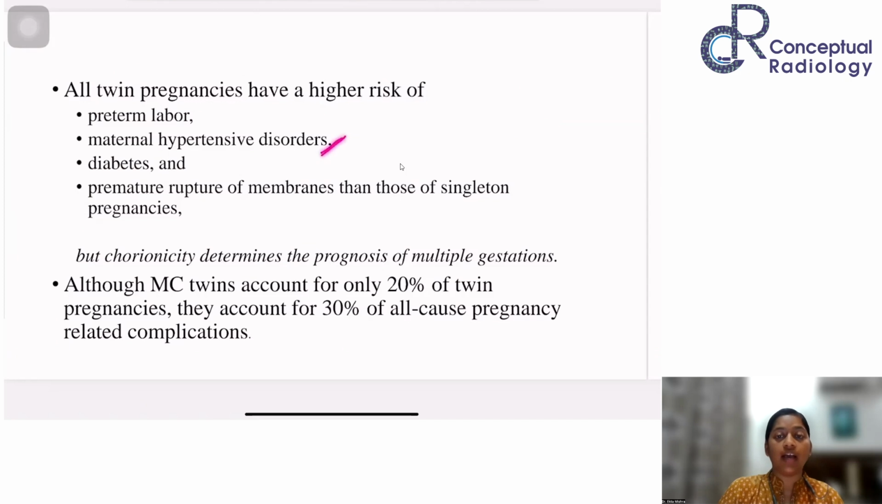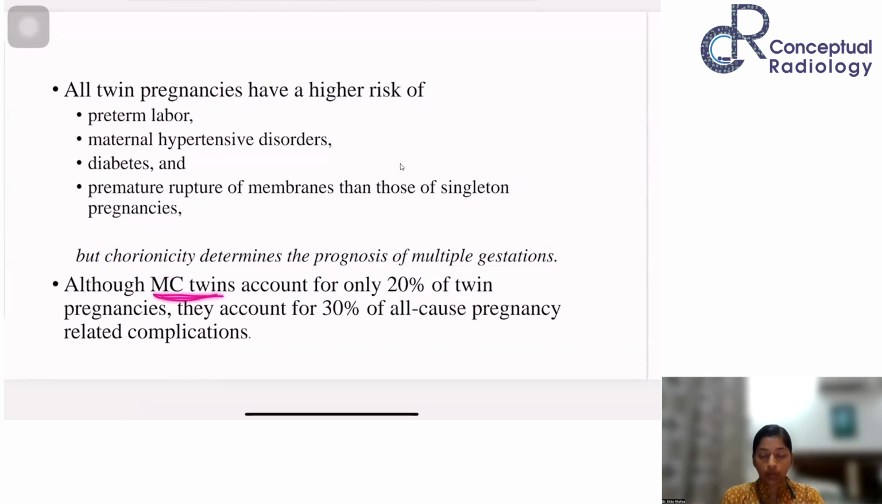And then we have maternal hypertensive disorders, diabetes, the gestational diabetes, and the PPROM, that is premature rupture of membranes, compared to a singleton gestation. But it is the chorionicity that is going to decide the prognosis of multiple gestation. So multiple gestation is at higher risk as compared to singleton gestation. And in multiple gestation, it's the chorionicity that is going to determine the further prognosis.